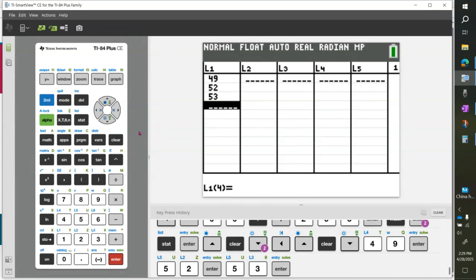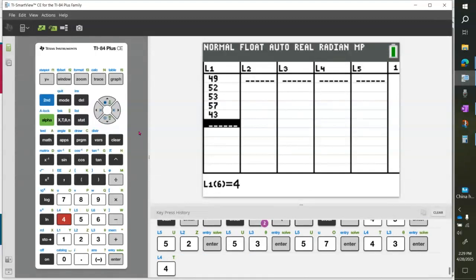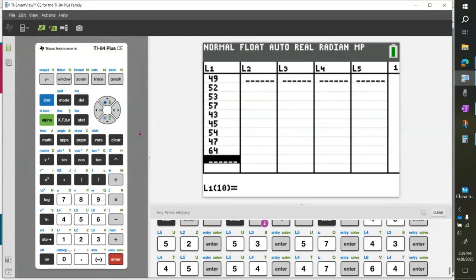Second column, 57, 43, 44. Sorry, 45. 57, 43, 45. Okay. And the third column, 54, 47, 64. And let me know if I enter anything wrong. 54, 47, 64.